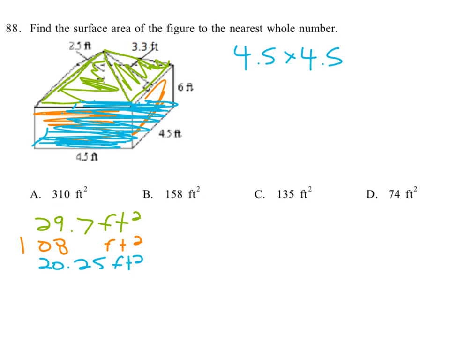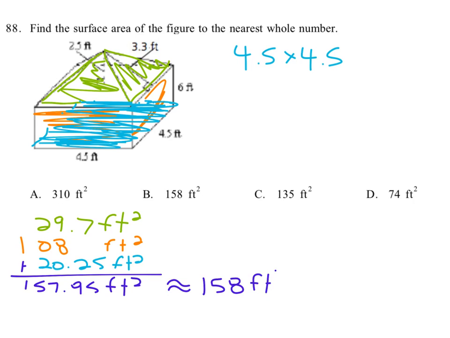And if we sum these all up, we get 29.7 plus 108 plus 20.25. We get 157.95 feet squared, and since they're saying to the nearest whole number, that is approximately equal to 158 feet squared. That is B.